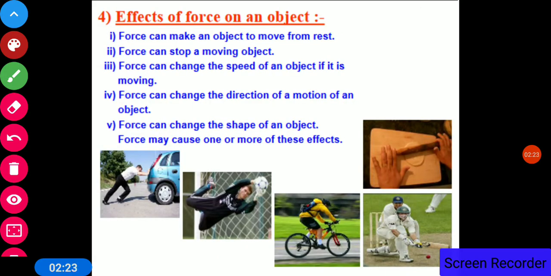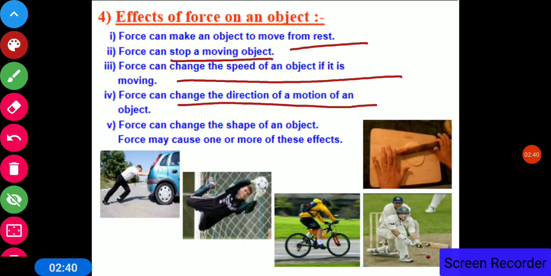The effect of force on an object. Force can make an object move from rest. Force can stop a moving object. Force can change the speed of an object if it is moving. Force can change the direction of motion of an object. Force can change the shape of an object. Force may cause one or more of these effects.